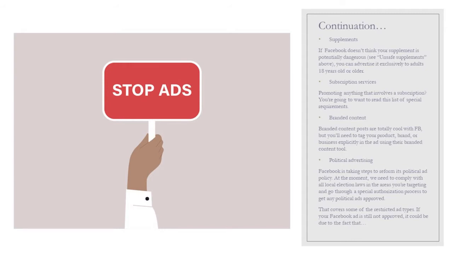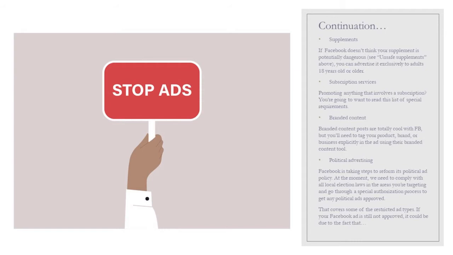Political advertising. Facebook is taking steps to reform its political ad policy. At the moment, we need to comply with all local election laws in the areas you're targeting and go through a special authorization process to get any political ads approved. That covers some of the restricted ad types.